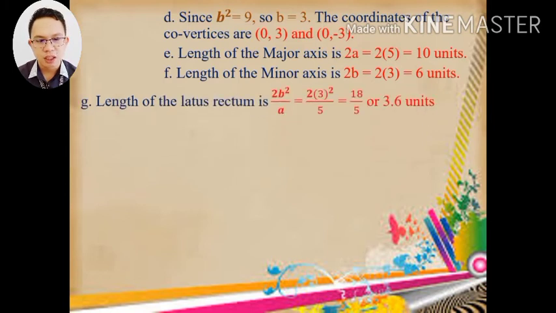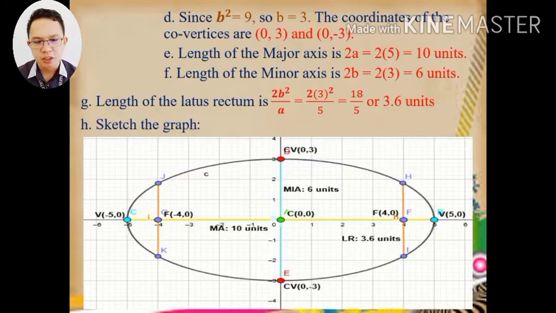Length of the latus rectum, gamitin lang yung formula, the answer is 18 over 5 or 3.6 units. And then panghuli, we need to sketch the graph.